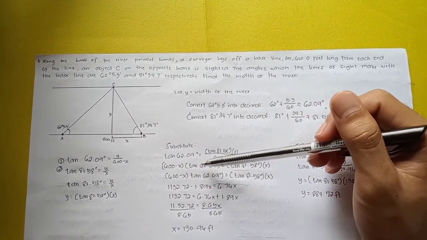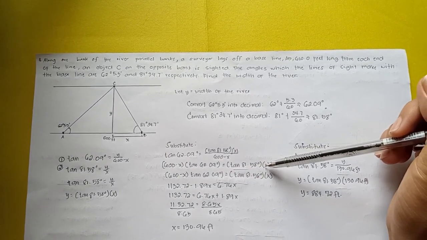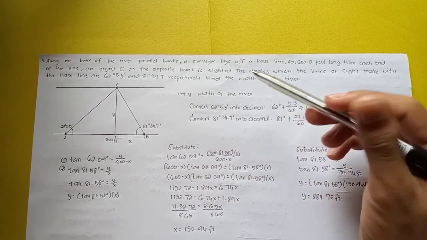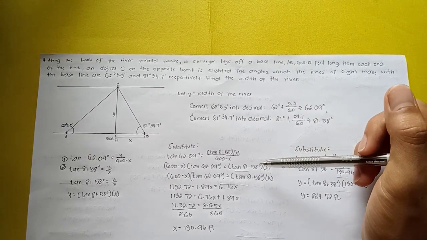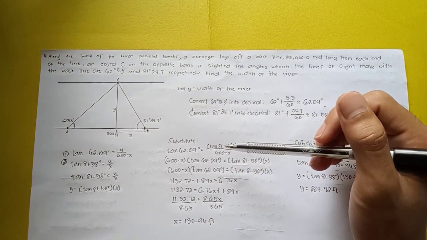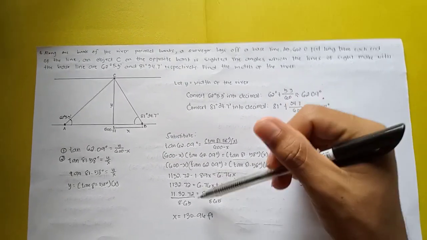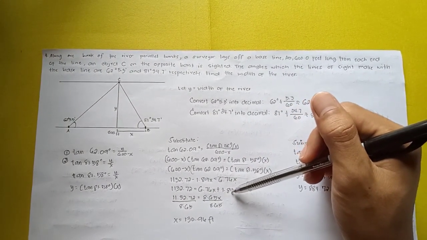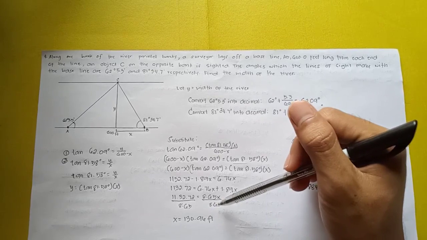600 minus x times tan 62.09 degrees equals tan 81.58 degrees times x. 1132.72 minus 1.89x equals 6.76x. 1132.72 equals 6.76x plus 1.89x. Divide both sides by 8.65.